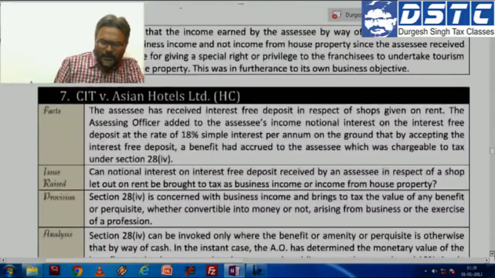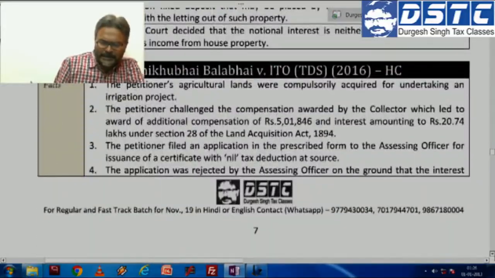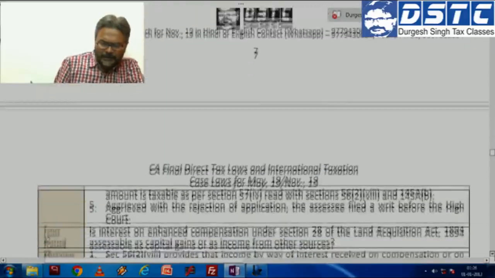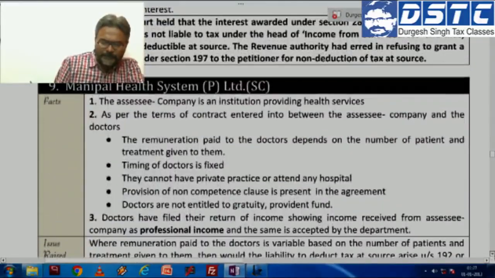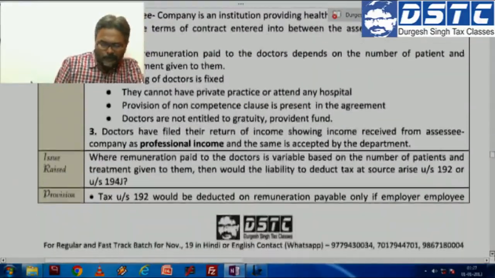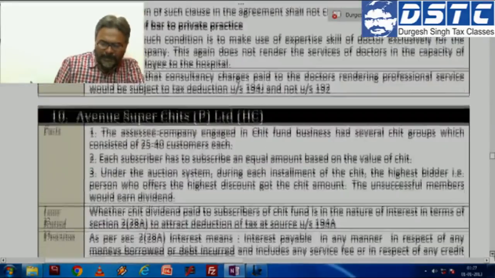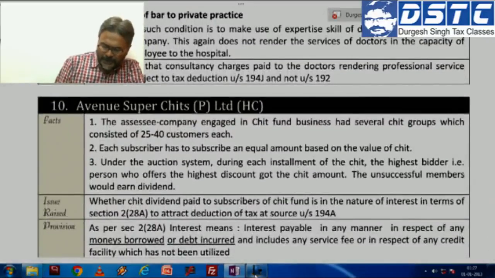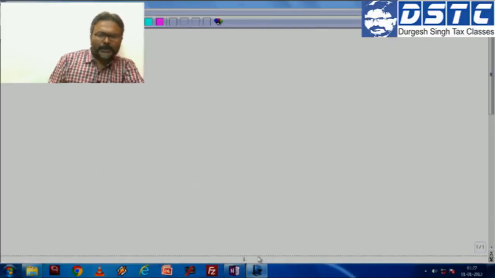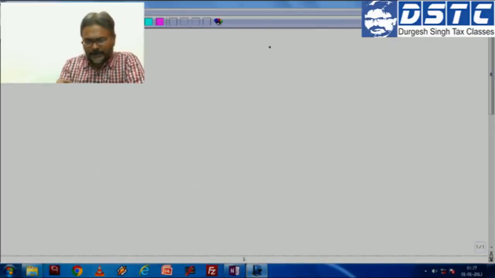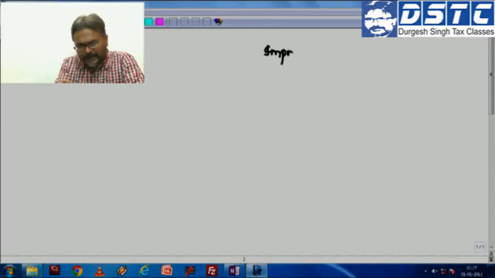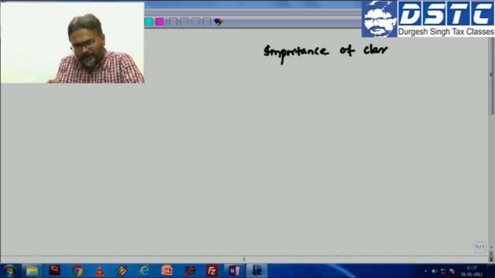Now, in this context, if you see the importance of classification, I'll just give you a particular food for thought. Importance of classification under the income tax law.